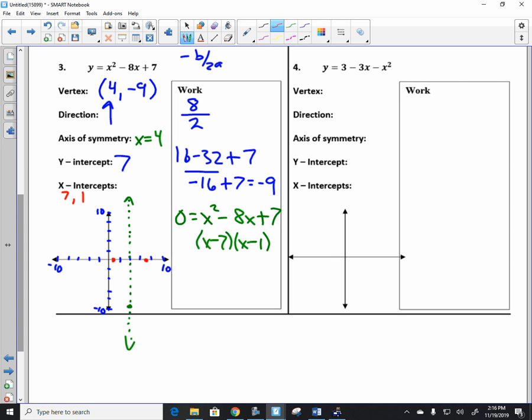And it says it has a y-intercept of 7. So I could go to the y-axis. I could go up 7 there. I could even reflect it over that axis of symmetry if I wanted to. And I've got enough points to be able to sketch an excellent graph. For real, man. What do you think? Is that doable? Hopefully.